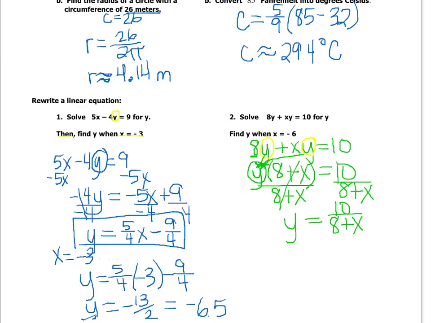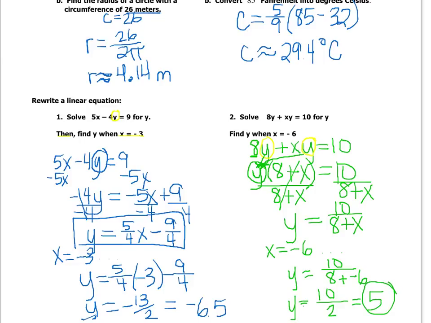I do have a second part though. It says find y when x equals negative 6. So if we let x equal negative 6, then we do y equals 10 divided by 8 plus negative 6. So y equals 10 divided by 8 plus negative 6 is 2, so that's 5. So here is solved for y, and there's my final answer down here.